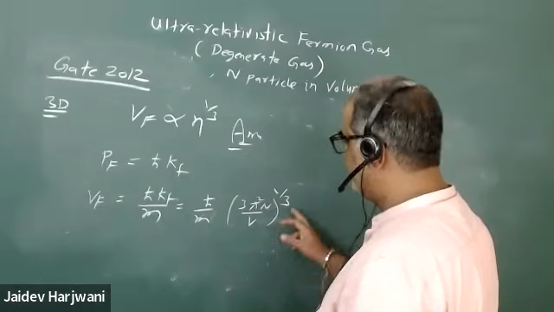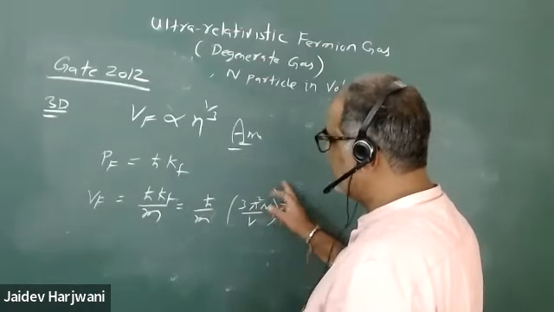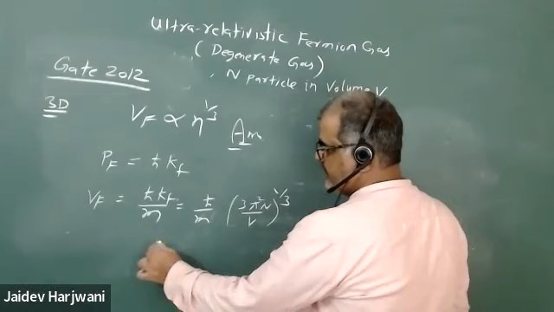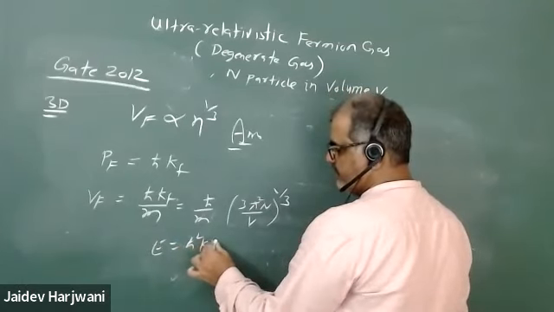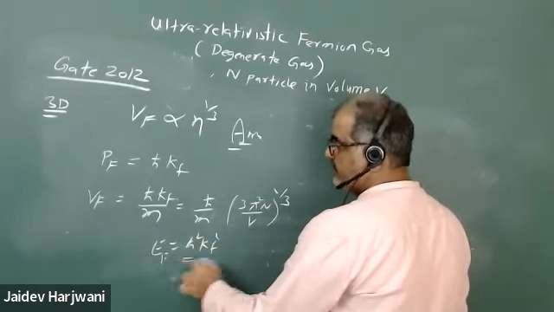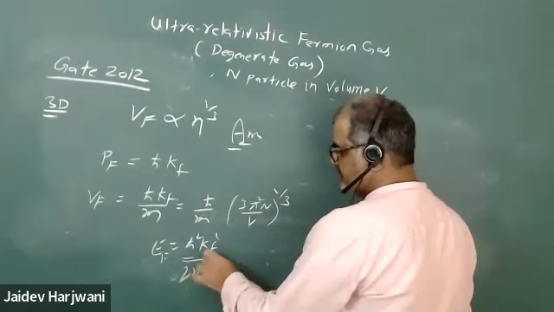Because if you want to see energy, it is 2 by 3. Energy is h cut square kf square, the Fermi energy, upon 2m. So this is 1 by 3. Correct.